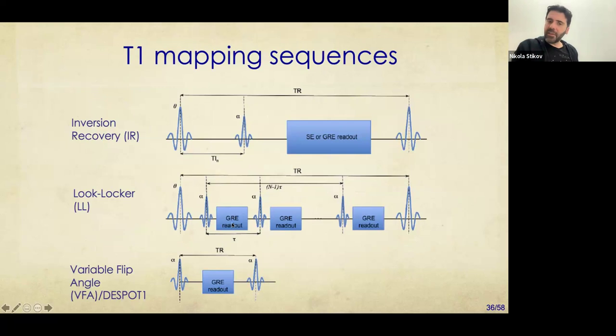There are other sequences that do similar things. They tip the magnetization a little bit, wait for it to recover, and then you try to model that. There are equations that will tell you this is the formula, this is what guides the T1 recovery, and this is how you calculate the T1 time.